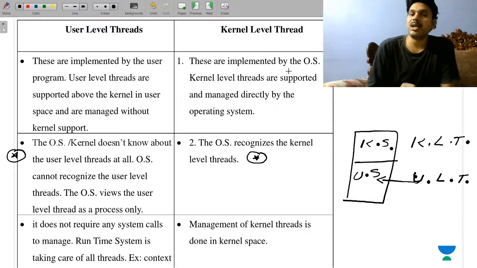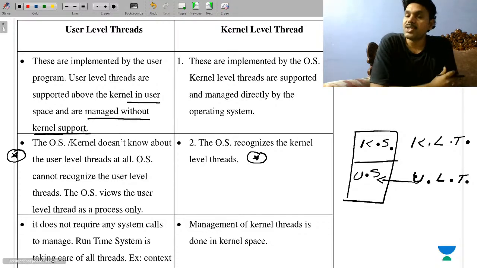And the next one is that kernel level threads mainly require kernel support and hardware support. Without hardware support, kernel level threads cannot be run, and proper system calls are required in order to do that for kernel level threads.